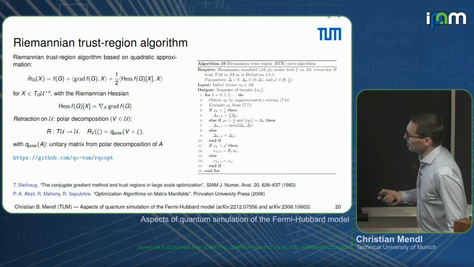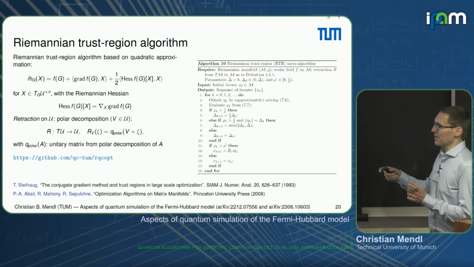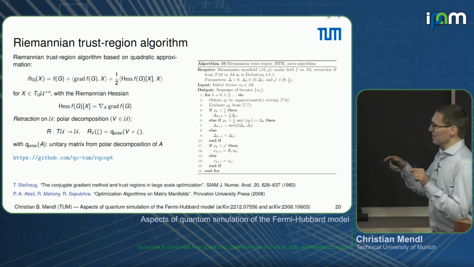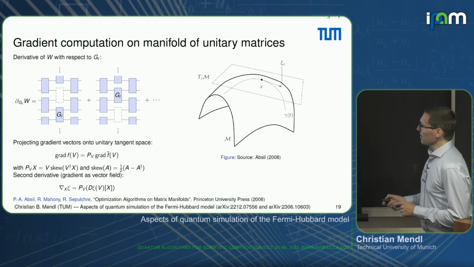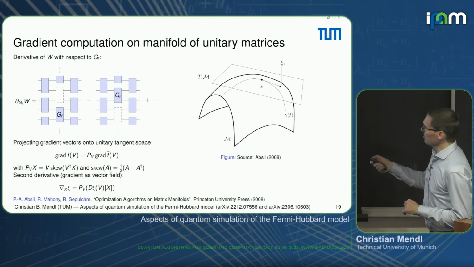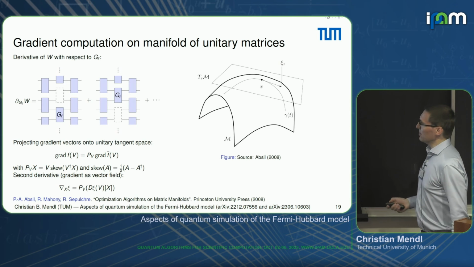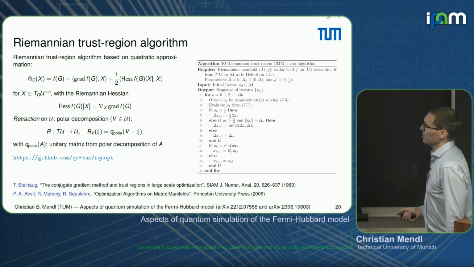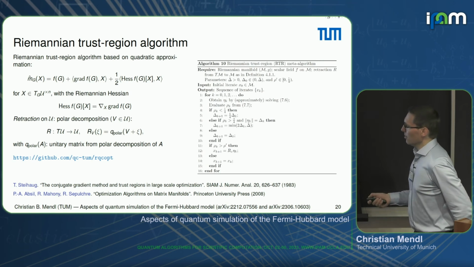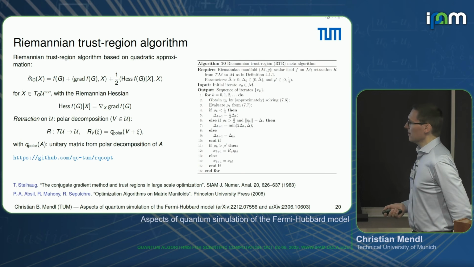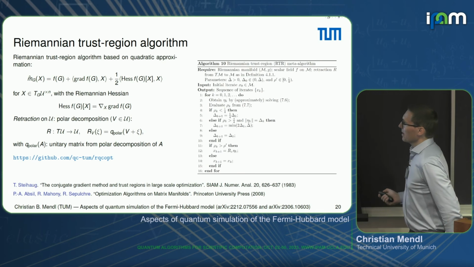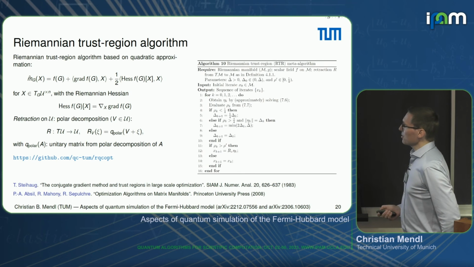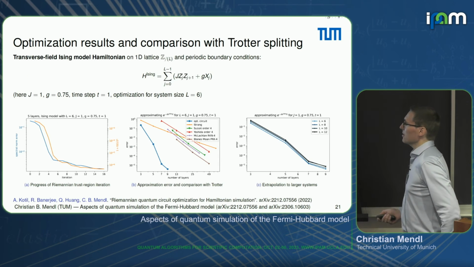Okay, and the retraction here is basically what you need to go back to the manifold of unitary matrices. Because if you move along the tangent plane, you go slightly out of the manifold, and then you have to project back onto the manifold. This is done by the retraction, which is just a polar decomposition essentially. Okay, and all of that is implemented here. Just straightforward Python code. And finally, I just want to show you some numerical results of that.